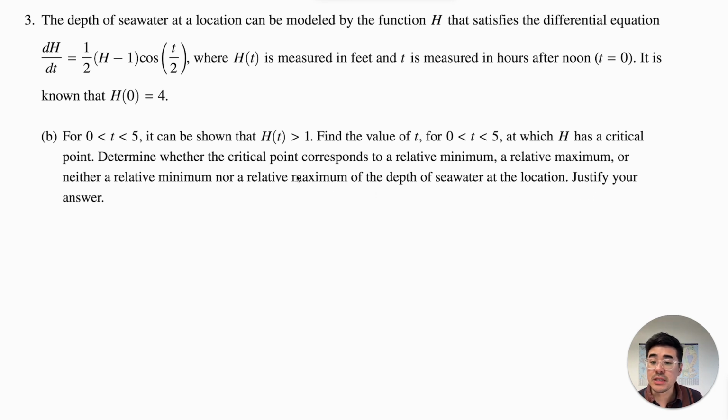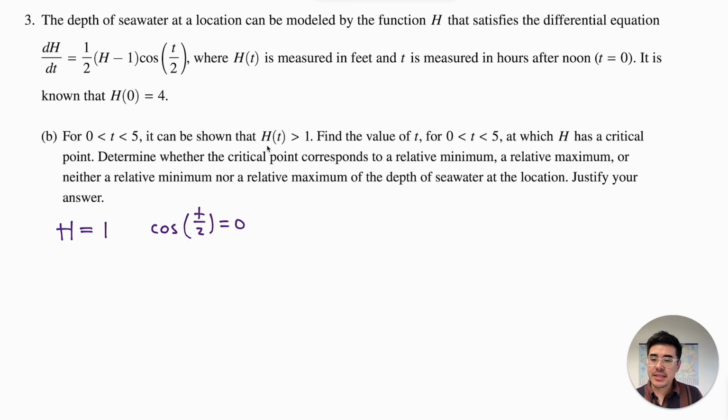So the definition of a critical point is where your first derivative is either equal to 0 or undefined. Here there's no square root, or variable in a denominator, so there's no undefined point. However, we can set those factors equal to 0, right? So we would get a 0 where h is equal to 1, right? Plugging in 1 would give us 0. And the other time we get a 0 is when cosine of t over 2 is equal to 0.